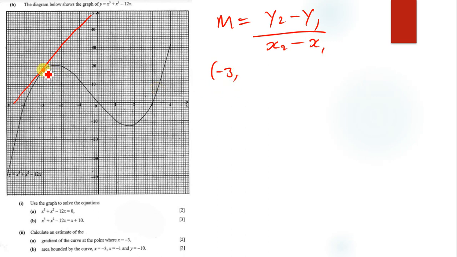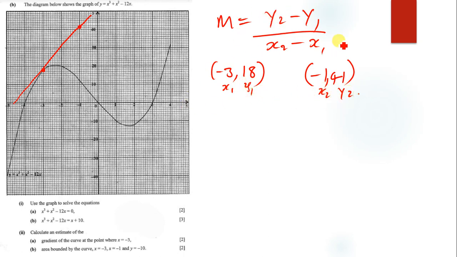This is something like 18. So I'm going to say negative 3 comma 18. The second point that I'm going to get is maybe at that point there. So this is negative 1 comma 41. So we have negative 1 comma 41. These are the 2 points that I have. So I'm going to name them x1 y1 x2 y2.